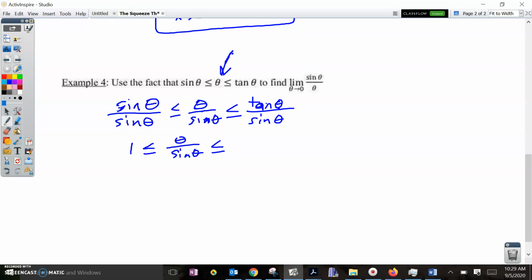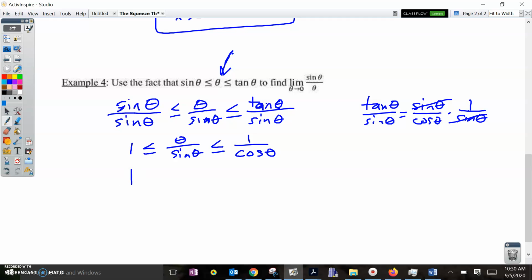And tangent of theta over sine of theta, if you think about that, is equal to sine of theta over cosine of theta times 1 over sine of theta. The sine of thetas cancel out, and that's equal to 1 over cosine of theta. So I've manipulated into that relationship. Now I'm going to take the reciprocal, and that maintains the inequality that's present.